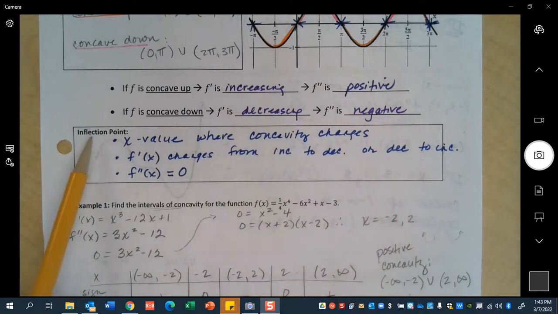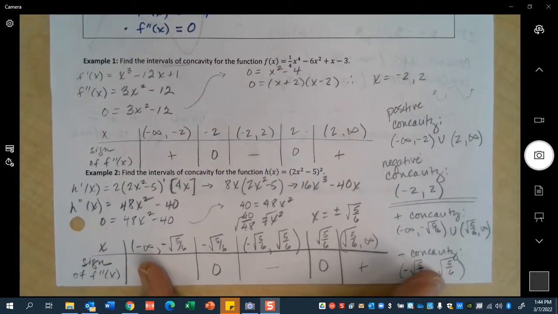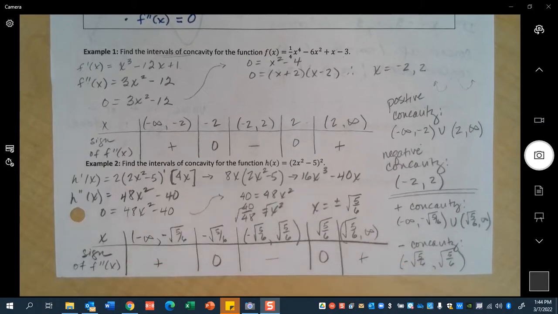So our inflection points, not our critical points, are where my derivative changes from increasing to decreasing, and my second derivative hits 0. So I'm making the same charts as I was before: here's my original function, here's my first derivative, here's my second derivative. And it all depends on what they're asking me. Are they asking me about critical points? Then I set this one equal to 0 and solve. Are they asking me about inflection points? Then I set this one equal to 0 and solve.